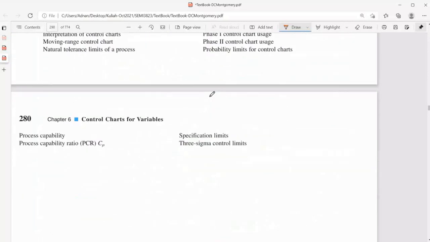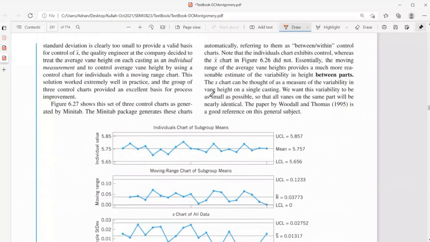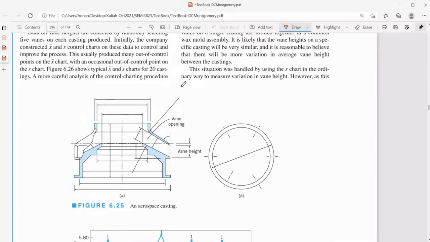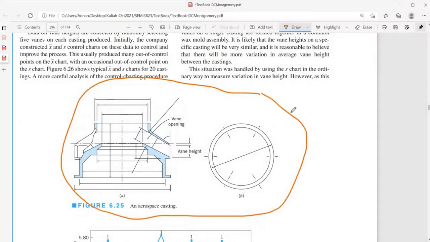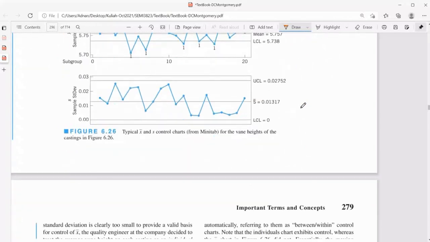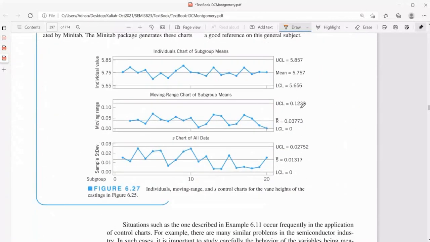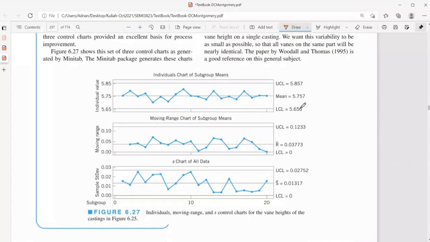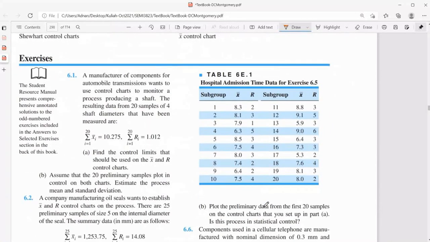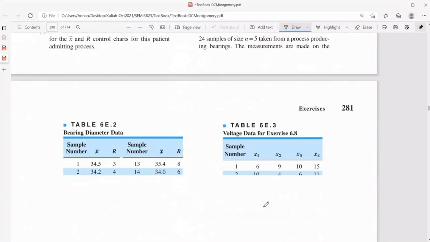For example, you have a component here, an aerospace casting. Using this, some data have been gathered and plotted. This is the X bar and S chart, for example. You can also plot the individual chart here, the individual, the moving range, the S chart, and so on. I will assign you a few exercises here to test your understanding of this.